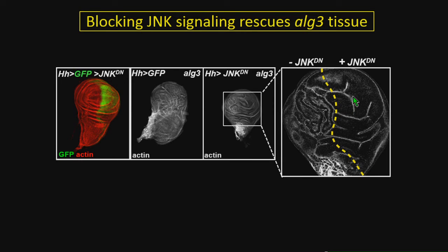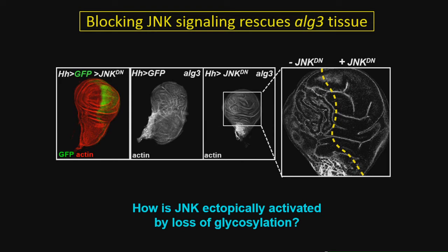And a thing that I'm not going to go into as much today in the interest of time is that we're actually also seeing that this overgrowth of these tumors is dependent on Hippo signaling downstream of this JNK signaling. But the main thing I want to focus on here is to see how JNK is ectopically activated by the loss of glycosylation in Alg3 tissue.